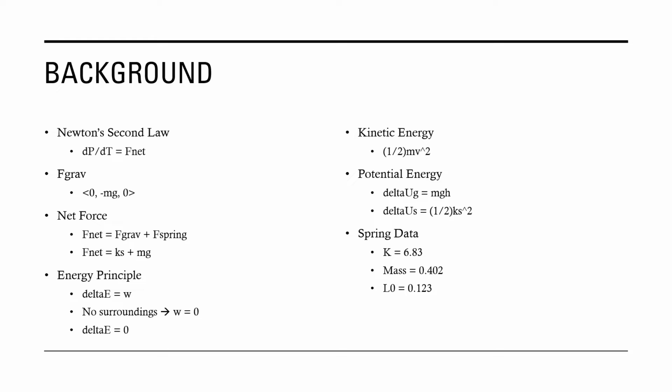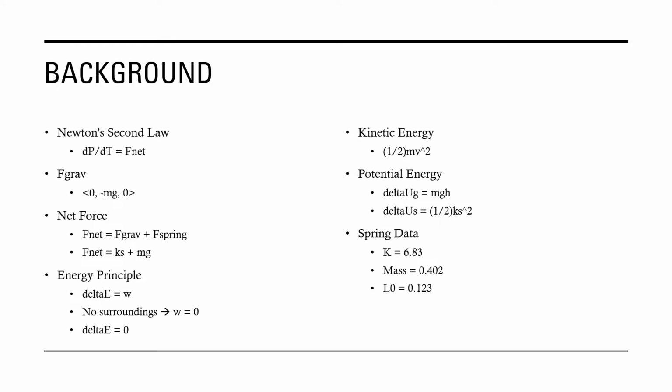And then we also have a new concept called the energy principle, where change in E, or delta E, is equal to work. However, in our situation, there are no surroundings, so work will be equal to 0, and therefore delta E will be equal to 0. Then we also have kinetic energy with potential energy, delta U, for both gravitational force and spring force.